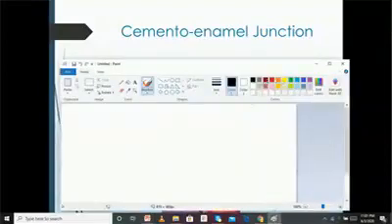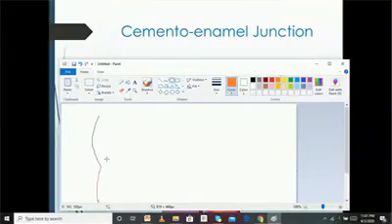If I draw this here, if this is the enamel and this red thing is the cementum, this is how they meet edge to edge. This type of joint is called a butt joint.